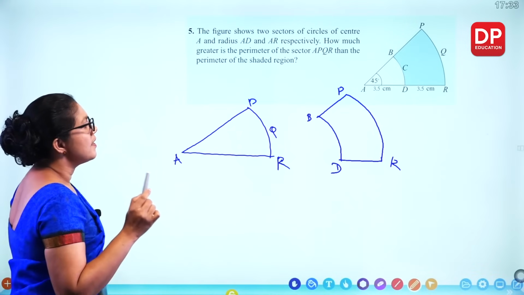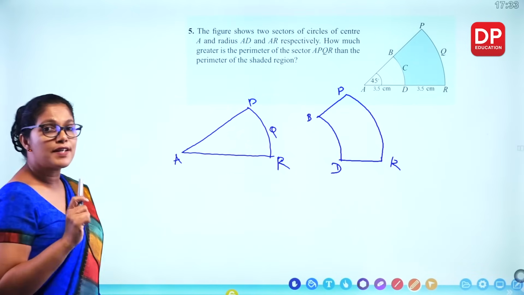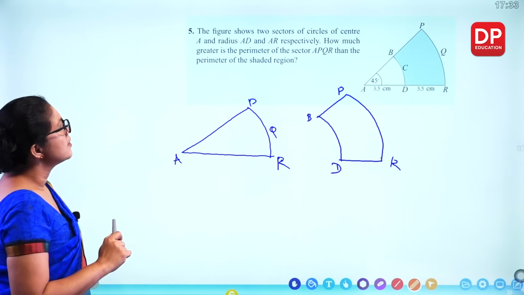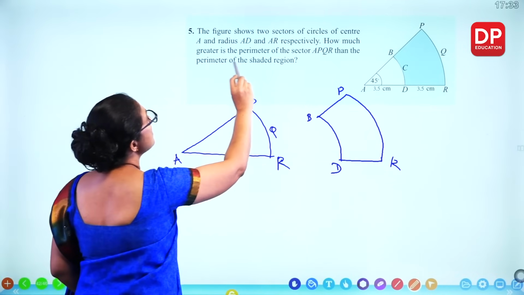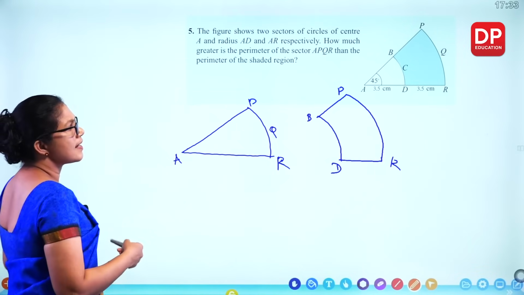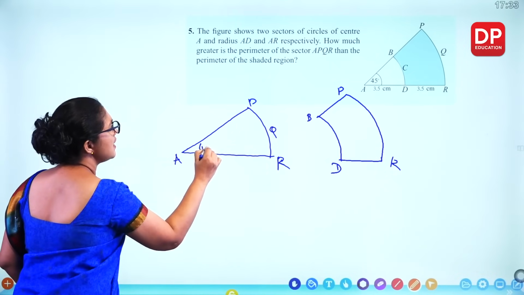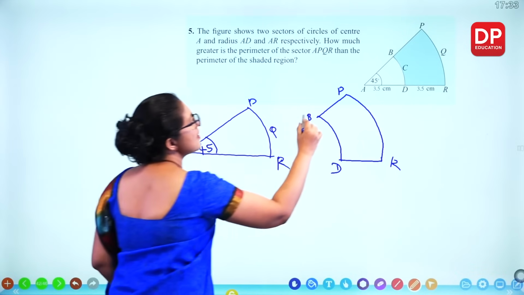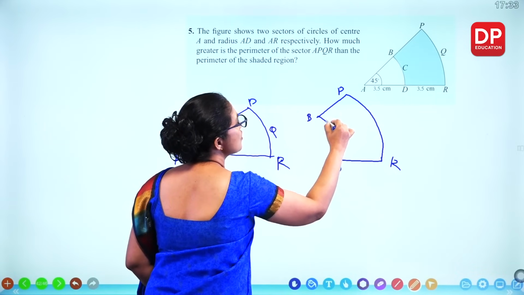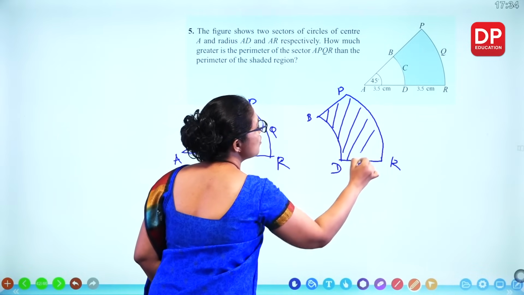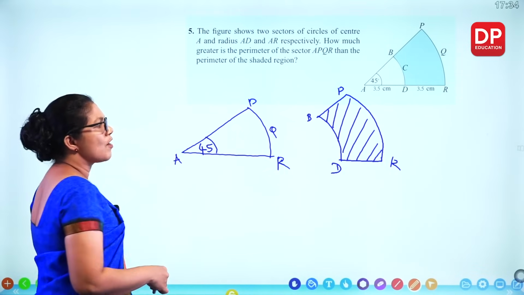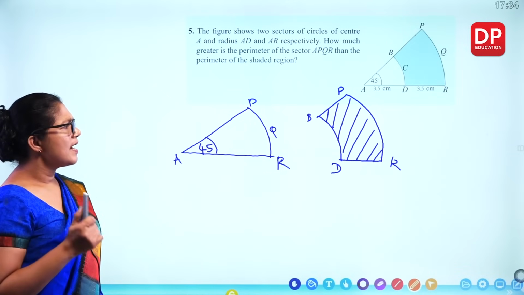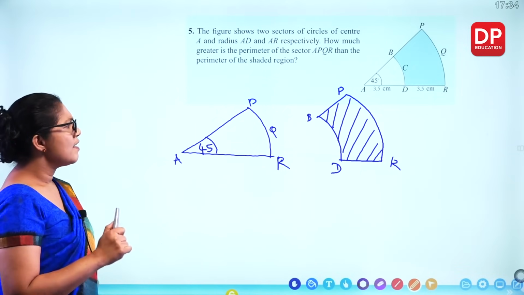Okay. So they are asking what's the difference between the perimeter of these two figures. Here it says this is a sector. What's the angle? 45. And this is the shaded region. You need to find out the perimeter of the shaded region. Now if you want the difference, we can easily see what you need.